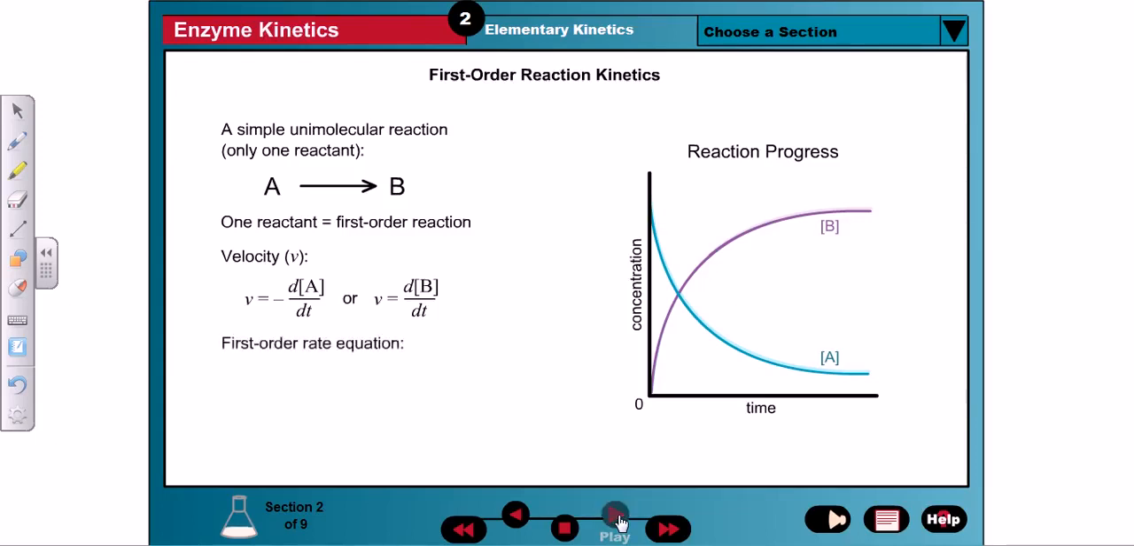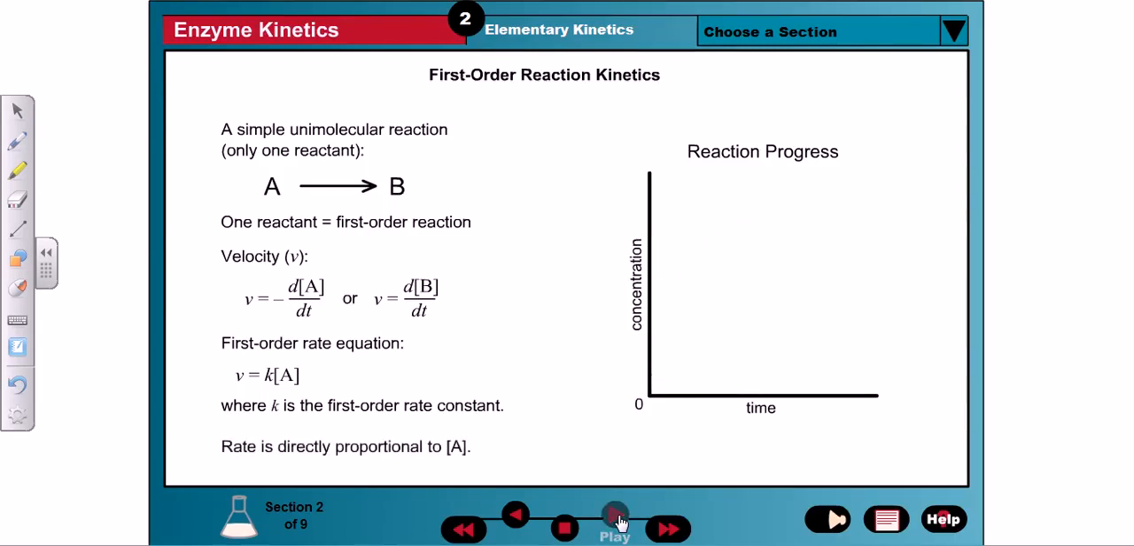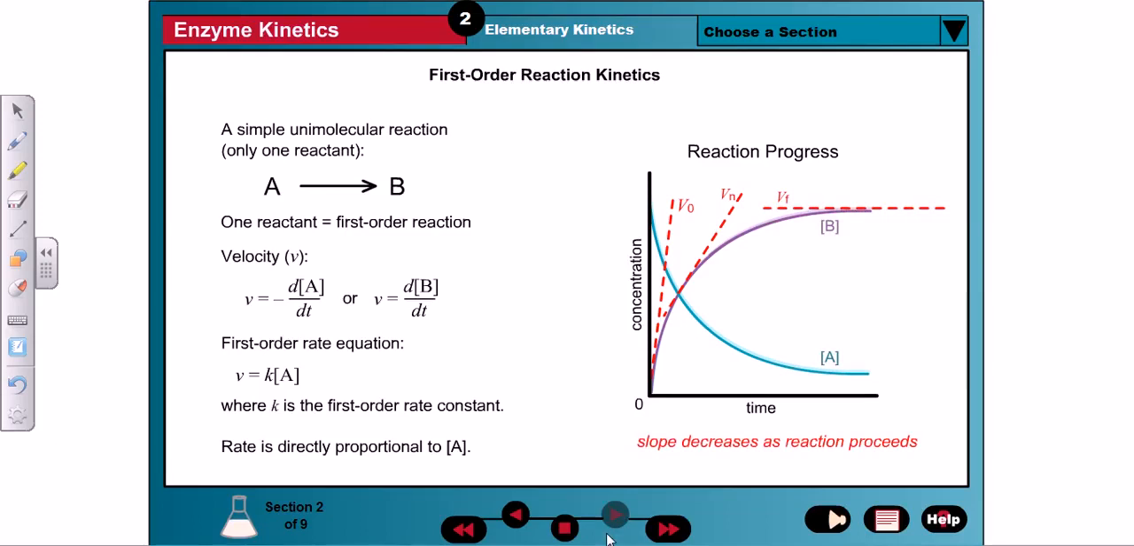For this first-order reaction, the rate is directly proportional to the concentration of reactant. Here K is the first-order rate constant for the reaction. Although the rate constant does not change, the velocity of the reaction begins to decrease as the concentration of the reactant diminishes and the product accumulates. The rate of the reaction eventually slows to zero as the product of the initial forward reaction becomes a reactant for the reverse reaction. Equilibrium is the point where the forward and reverse reaction rates are equal, and the overall rate of the reaction is zero.